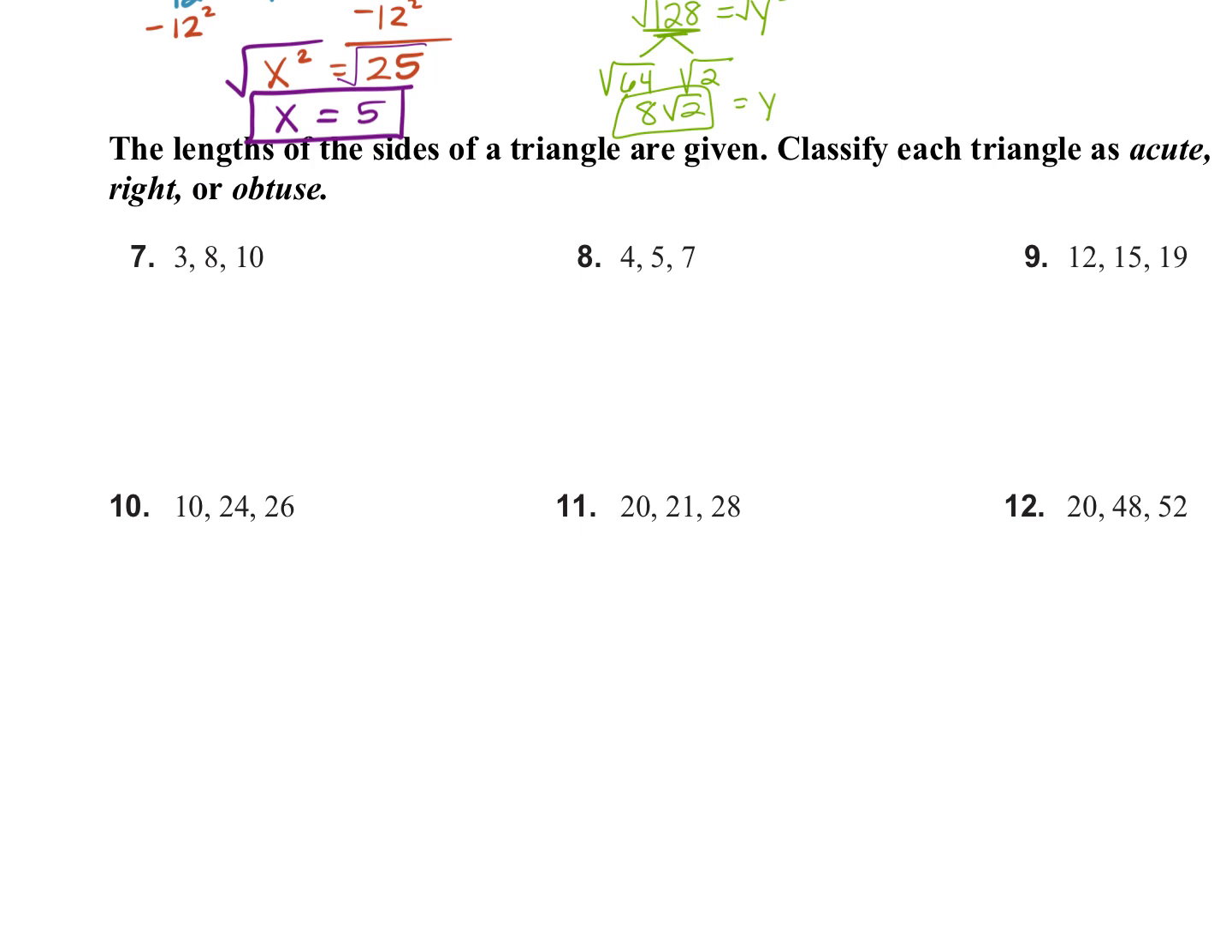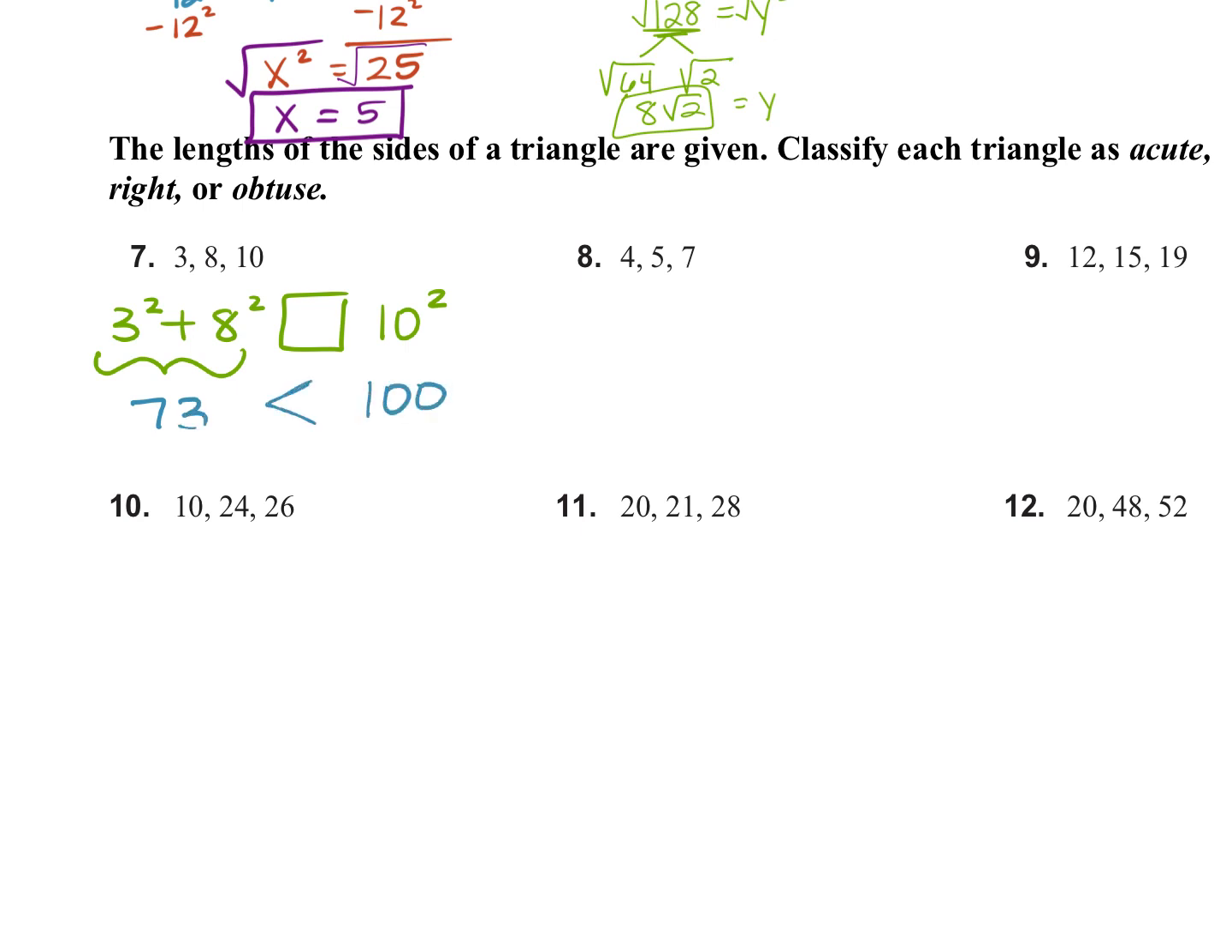So in this case, you're saying 3 squared plus 8 squared somehow relates to 10 squared. So plug this into your calculator. 3 squared plus 8 squared. What do you get? 73. It is obtuse. What do you get for this? 73. 10 squared is 100.